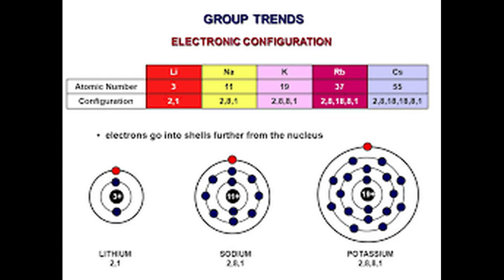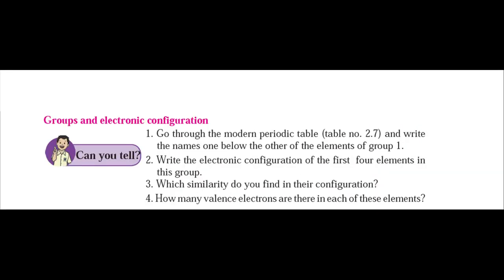The first shell will have 2 electrons. The second shell will have 8 electrons, and the electrons will go on increasing with increase in the order of the shell. The atomic number for hydrogen is 1, for lithium is 3, sodium it's 11, and for potassium it's 19. To write the electronic configuration, we'll need to know the number of electrons, that is equal to the atomic number of that element. So accordingly, you can draw the diagrams for electronic configuration.